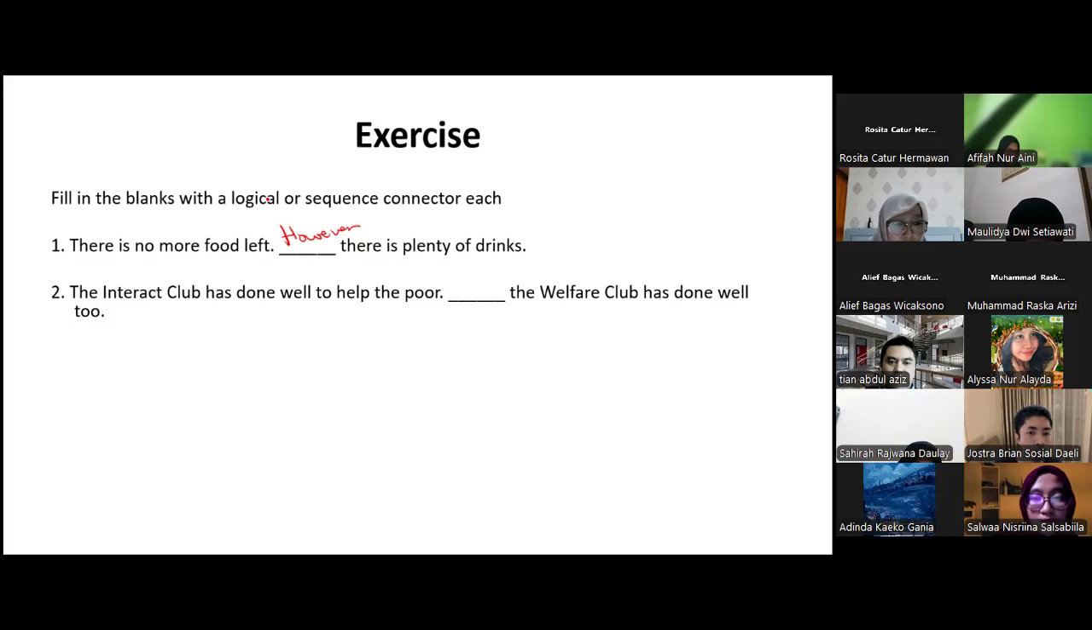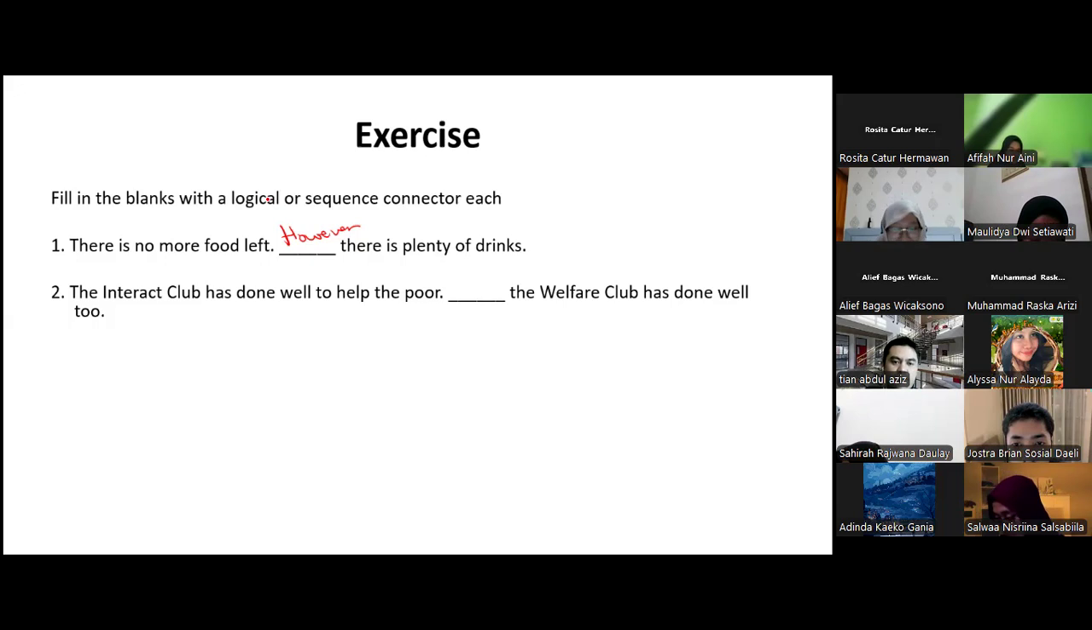The Interact Club has done well to help the poor. Also, the Welfare Club has done well too. Also, or besides, I don't think so. Here, there are two similar situations.